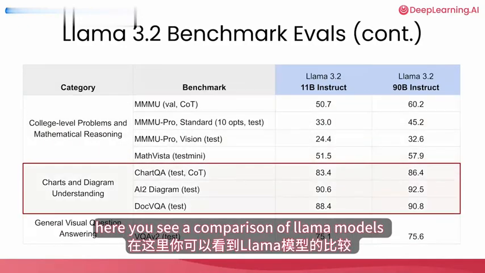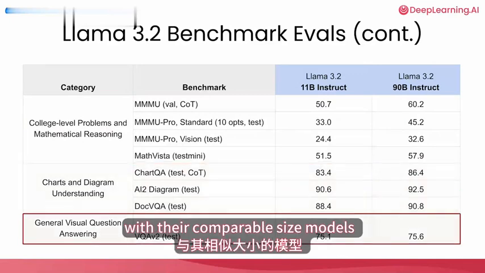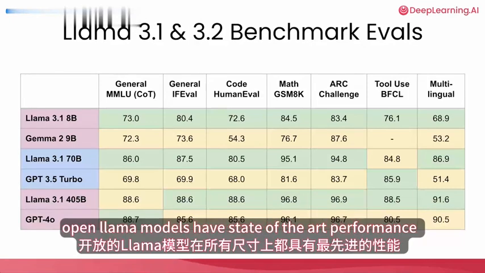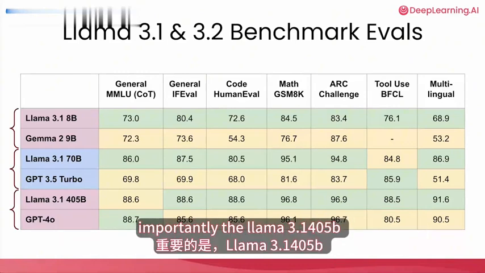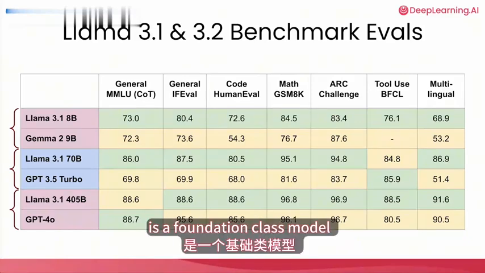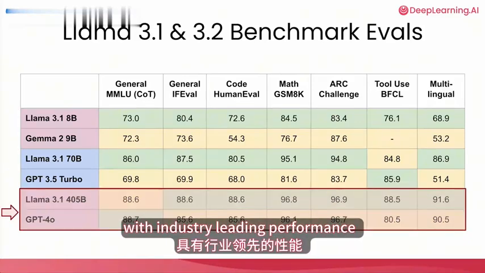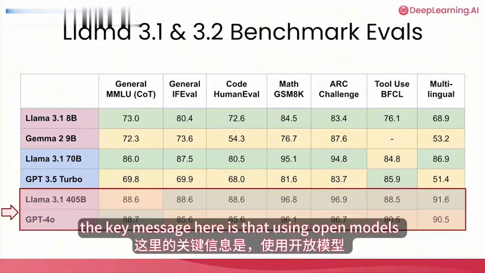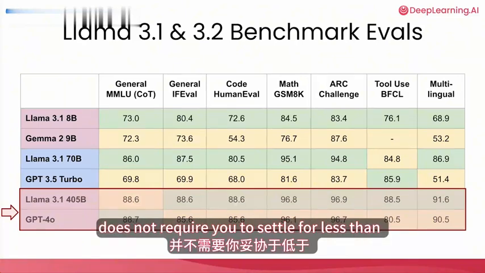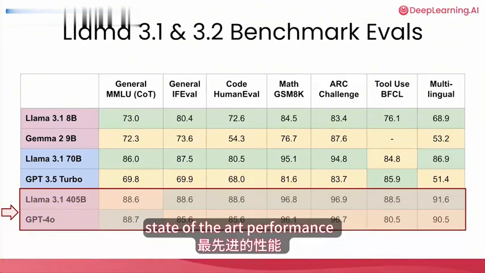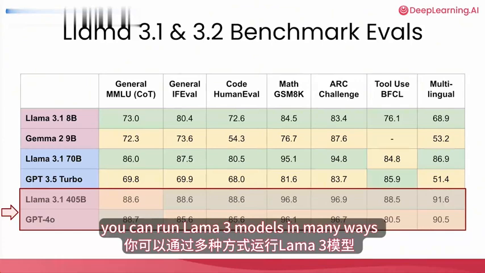Here you see a comparison of Llama models with their comparable size models. You can see that open Llama models have state-of-the-art performance at all sizes on key industry benchmarks. Importantly, the Llama 3.1 405B is a foundation class model with industry-leading performance. The key message here is that using open models in your application does not require you to settle for less than state-of-the-art performance. You can run Llama 3 models in many ways.